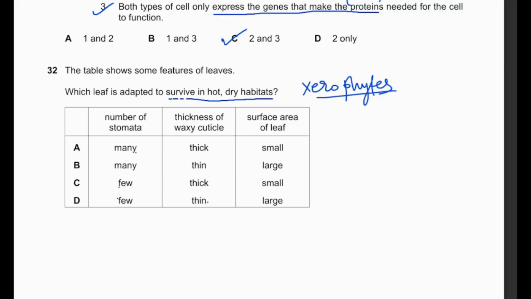See, waxy cuticles help avoid the rate of transpiration, the loss of water, so they will minimize it. So thick, imagine an aloe vera plant or a cactus. Thickness of the cuticle is thick, and the surface area is very small. The surface area of the leaf is small. So the correct answer is C here.